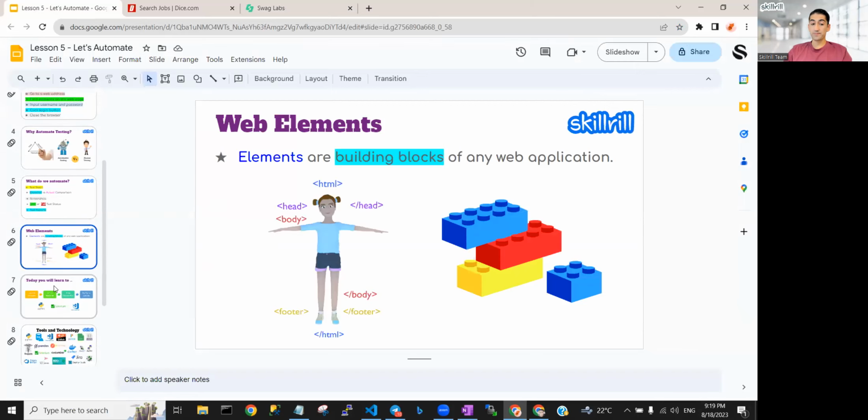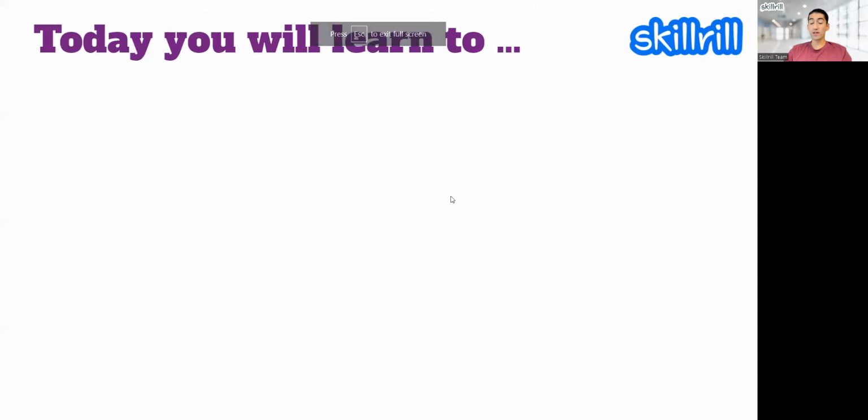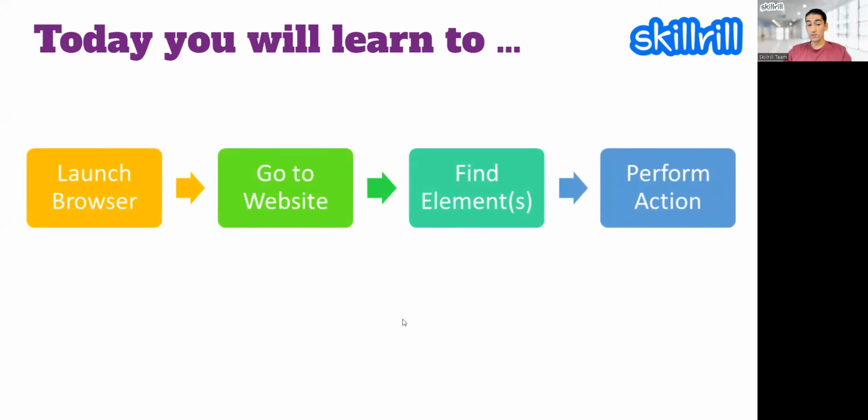So the next important thing that we want to look into is what we're going to learn today. Today, you will learn to launch the browser. You will go to a web page, a particular web address. You will find the elements, those elements that we were inspecting or spying on. We'll get to them, we'll find them, and then we'll start performing some actions on them.